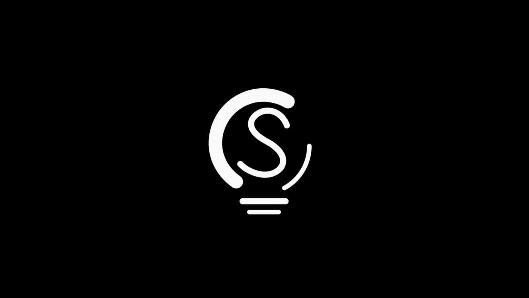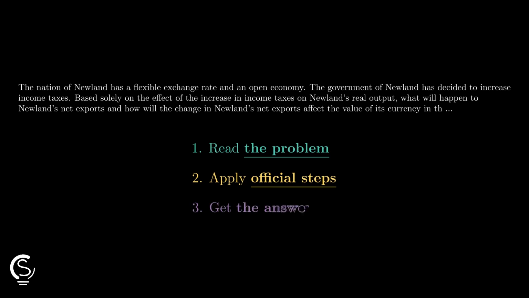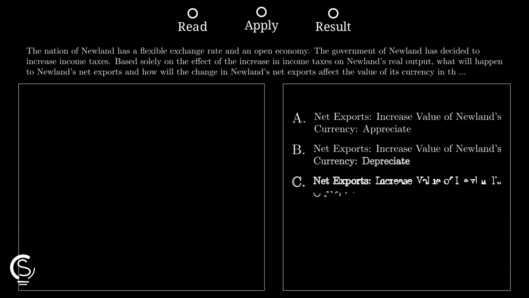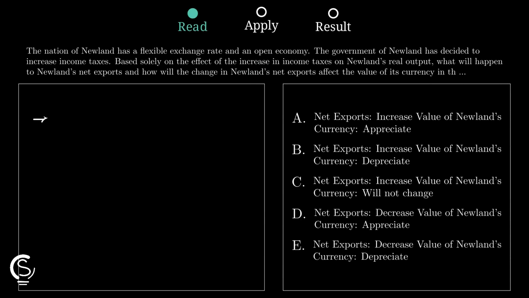Let's level up. Income taxes go up in an open economy with flexible exchange rates, and this quick chain reaction tells you exactly why option A wins. Higher income taxes leave households with less disposable income, so consumption falls, aggregate demand drops, and real output decreases. That is the first move, and everything else follows from it.